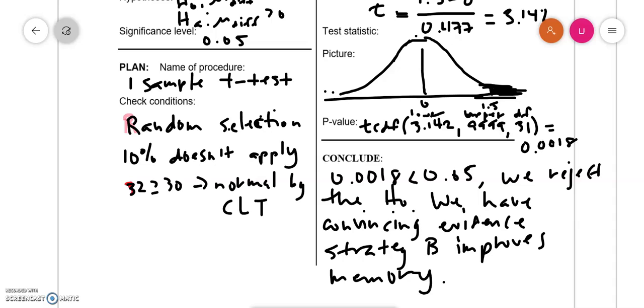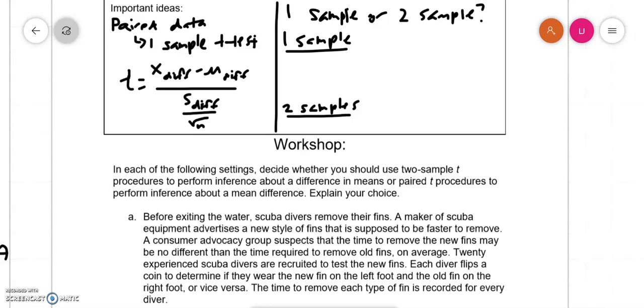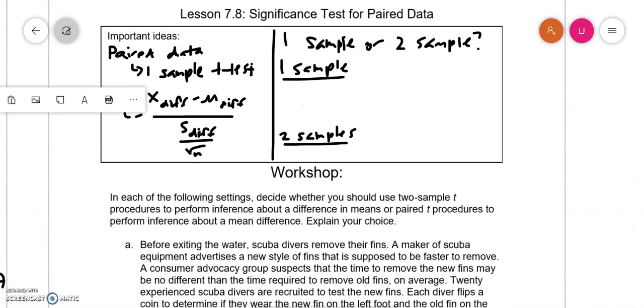All right, so I actually have the beginnings of your big ideas over here. Paired data, remember, is a one sample t-test, and there is our formula to get our t-score. But I want to focus on whether we should use one sample or two sample, because usually with differences we use two samples. But for paired data, even though there's a difference, we use a one sample. So let's get clear on when we use one sample versus when we use two samples.